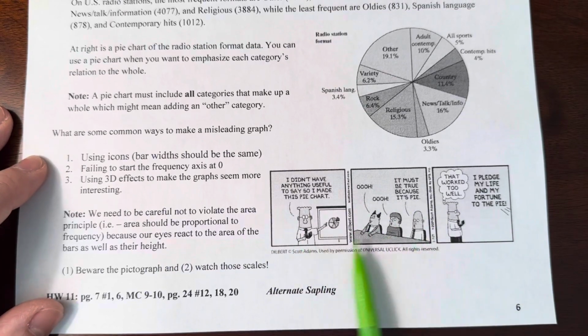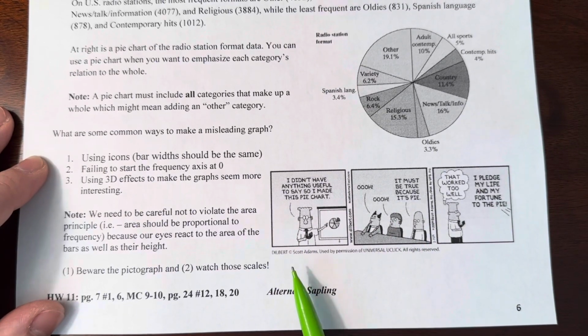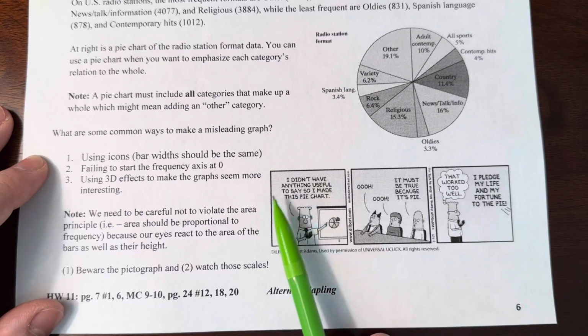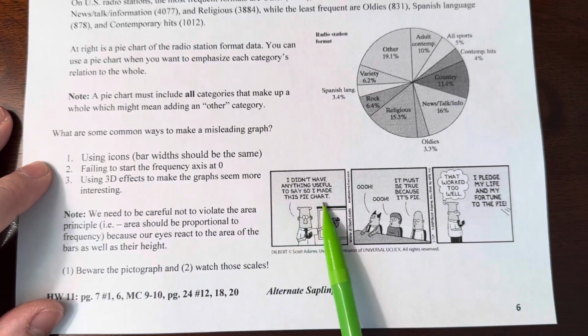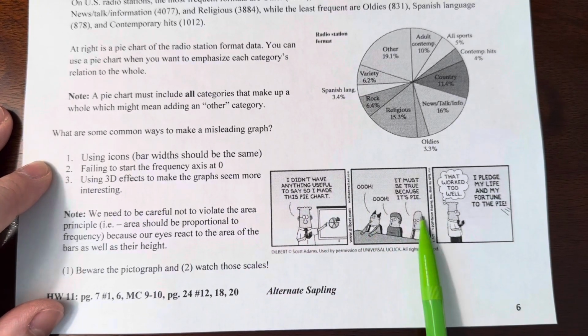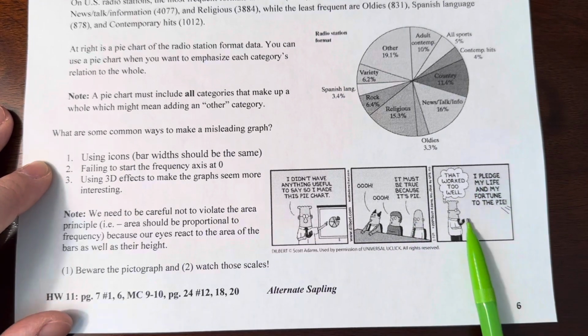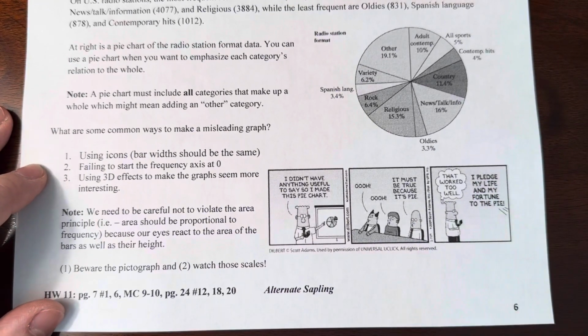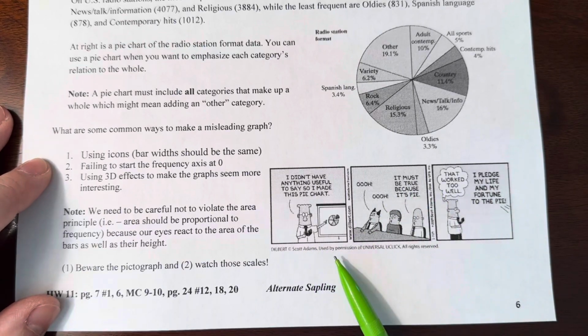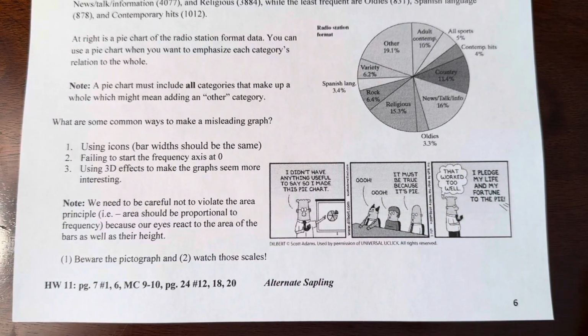I love this cartoon here. This is a Dilbert cartoon drawn by Scott Adams. It says, I didn't have anything useful to say, so I made this pie chart. And everyone's going, ooh, it must be true because it's pie. It's going, that worked a little too well. I pledged my life and my fortune to the pie. Beware of pie charts. They look pretty. They don't always mean much.